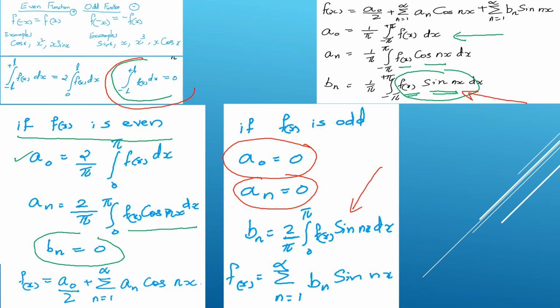So if f of x is an odd function, then the Fourier series will reduce to f of x equal to sigma bn sin nx. a0 യുടെയും an ന്റെയും terms ഇതിനകത്ത് ഉണ്ടായിരിക്കില്ല. So these are two tricks for reducing the calculation in case of Fourier series. First of all, you have to identify whether the given function is an even function or an odd function. If it is an even function, you can use only the a0 and an terms. If it is an odd function, you can use only the bn term. The other terms will vanish.